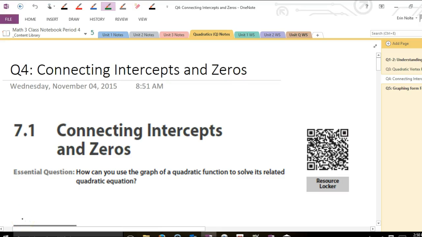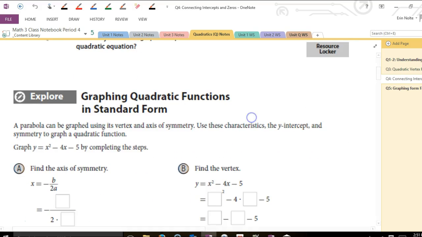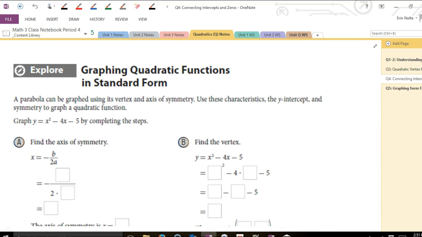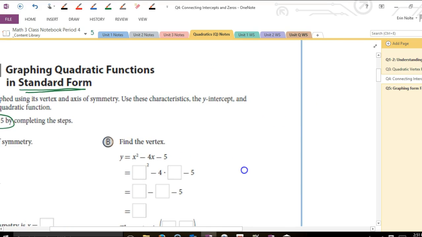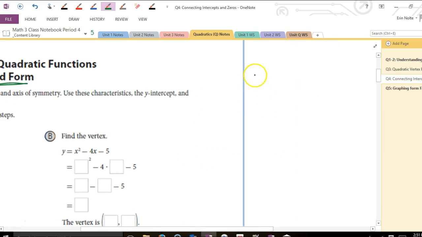Okay, so this section, Q4, is going to be connecting intercepts and zeros. So what we're going to do is start with remembering how to graph a function from standard form. I'm going to do this question, pull this off to the side and do it on my own, if that's all right with you. So we're going to do y is equal to x squared minus 4x minus 5.